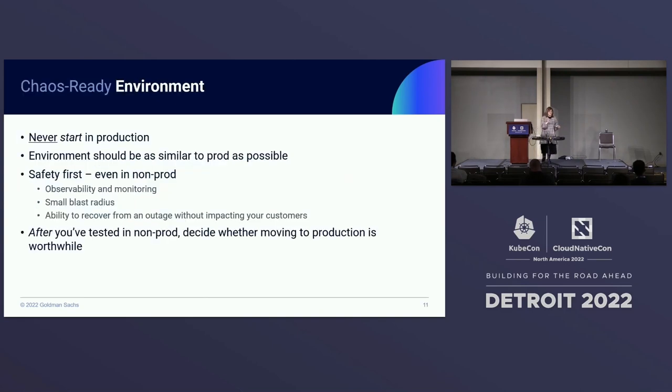Next, we'll talk about chaos readiness. So first of all, you need a chaos-ready environment. Again, because you're not starting in prod, you do need a prod-like environment in order to start off with your chaos testing. You want it to be as close to prod as possible. The further away it is from prod, the more different it is, the more risk you're carrying that your chaos test is not actually doing what you think it's doing.